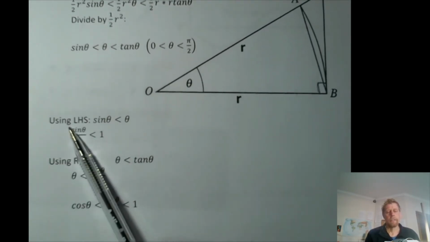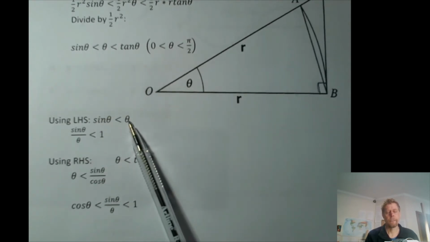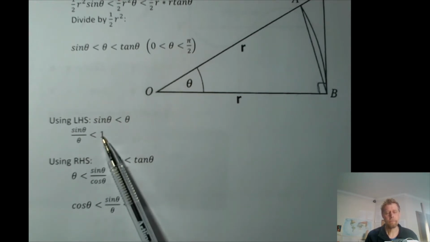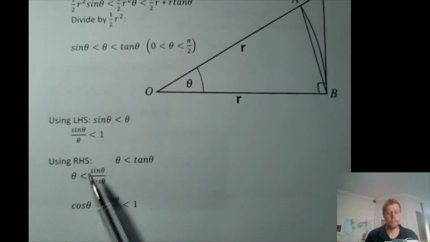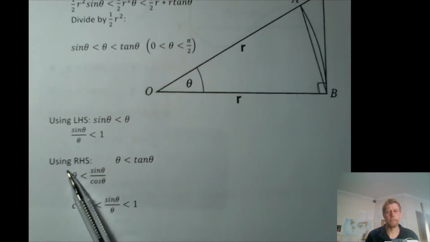If we now look at the left-hand side, we see that sine theta is smaller than theta. If we divide by theta, we have sine theta over theta is smaller than 1. On the right-hand side, we have theta is smaller than tan theta, which is sine over cos. Now if we multiply by cos and divide by theta, we end up with cos theta is smaller than sine theta over theta. And we said that's also smaller than 1.